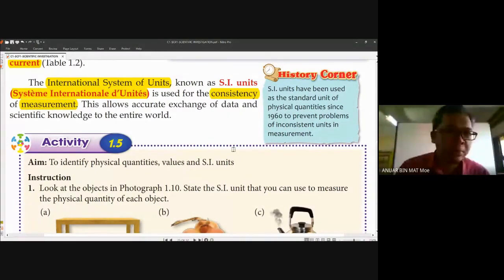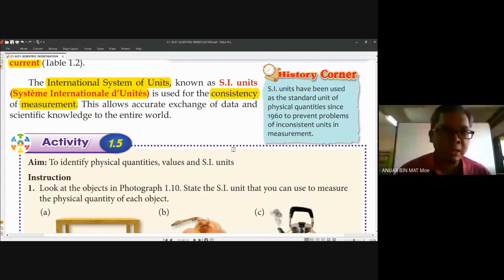International means all other countries, including us, Malaysia, and all other countries in the world, including America, for example, Japan, China, Singapore, and England. All the countries in the world will try to use the same unit. For what? Because we want consistency of measurement. Consistency means we want to make sure all the measurements all around the world are the same. For example, 1 meter here is the same length as 1 meter in China. That's why we need to use SI unit.